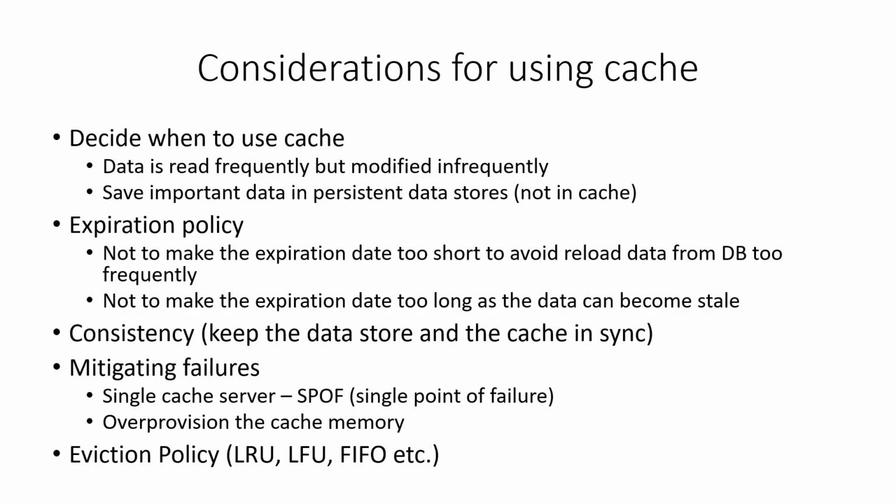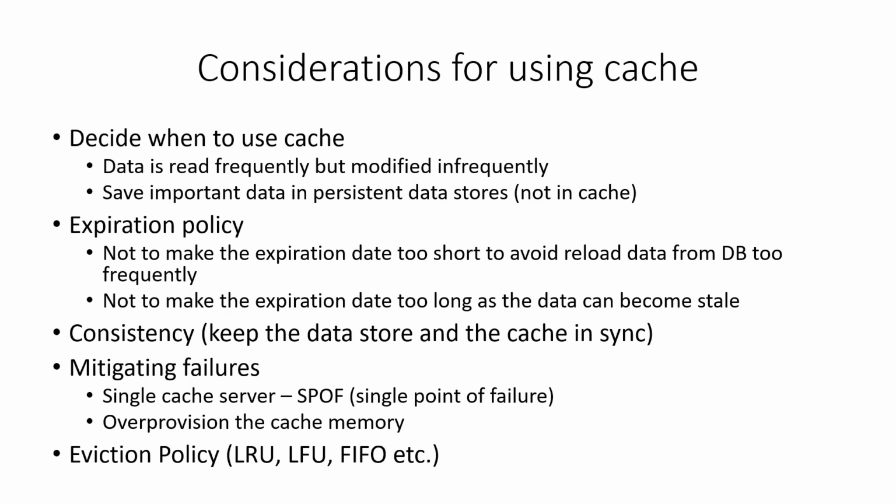Here are a few considerations for using cache system. Decide when to use cache. Consider using cache when data is read frequently but modified infrequently. Since cache data is stored in volatile memory, a cache server is not ideal for persistent data. For instance, if a cache server restarts, all the data in memory is lost. Thus, important data should be saved in persistent data stores.